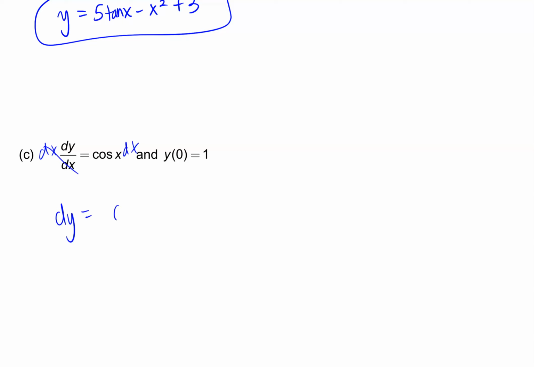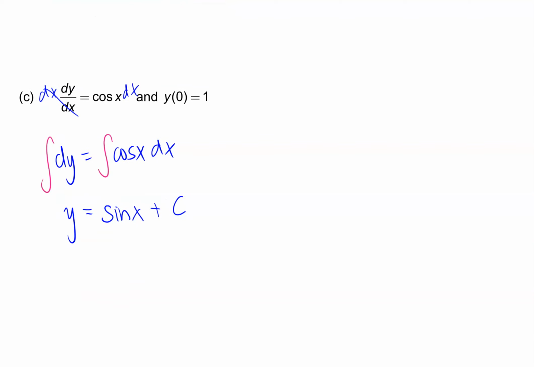So dy is equal to cosine x dx. Go ahead and take the integral of both sides. So you have y is equal to, let's see, cosine is the derivative of what function? Sine. So it's just going to be sine of x plus c.